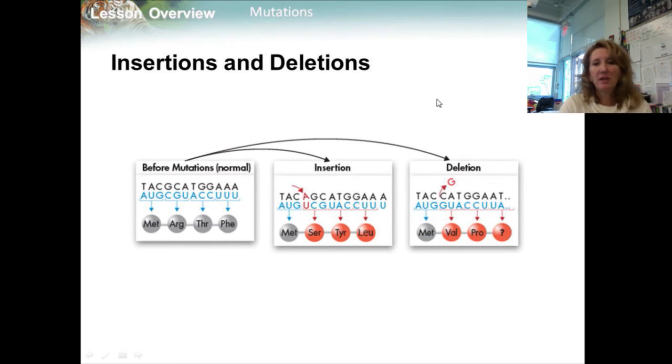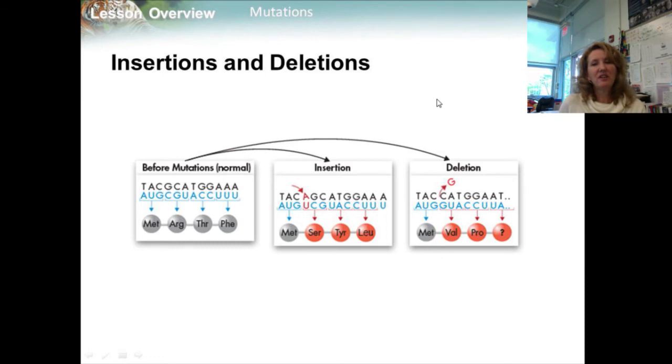The next type of point mutation, which is also again a gene mutation, is insertions and deletions. Insertions and deletions are point mutations in which one base is inserted or removed from the DNA sequence. If a nucleotide is added or deleted, the bases are still read in groups of 3, but now those groups are shifting in every codon that follows that mutation.